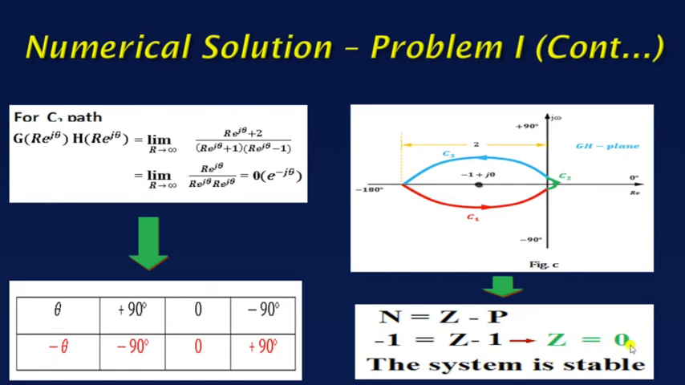Z equal to 0 means there are no characteristic zeros present in the right hand side of the S-plane. And another point, we know that characteristic zeros are equal to the closed loop poles. If no zero is present in the right hand side of the S-plane, that means no closed loop poles are present in the right hand side of the S-plane. Then the system is stable.